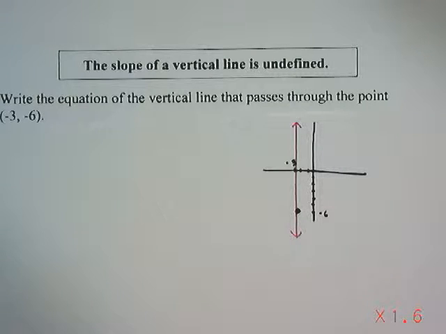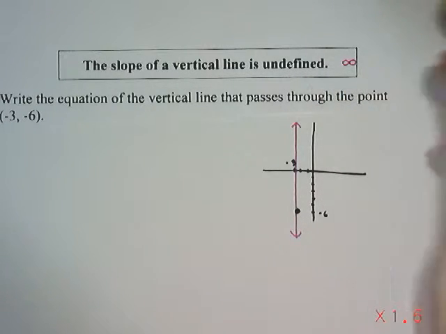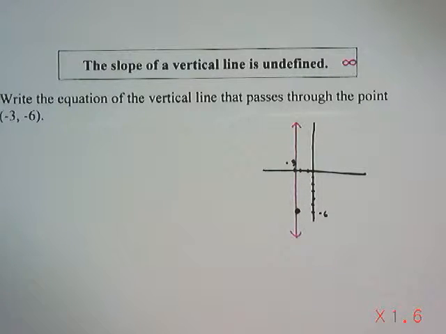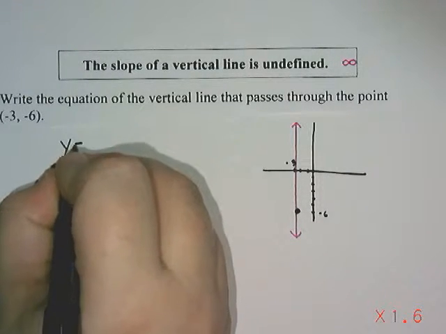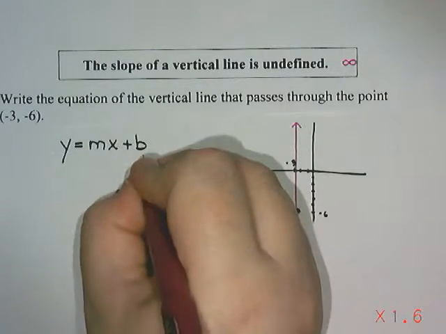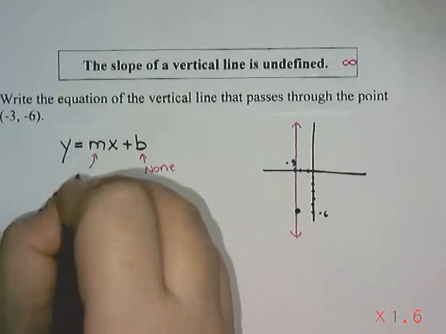Undefined means it has no value. Sometimes we also say that it's infinity, because the line just keeps going up, up, up, all the way up to infinity with absolutely no run. It doesn't go side to side at all. So this has an undefined slope, a slope with no value, and it doesn't cross the y-axis. So if I try to do y = mx + b, it has no y-intercept, and it has no slope. It's undefined. It has no value.